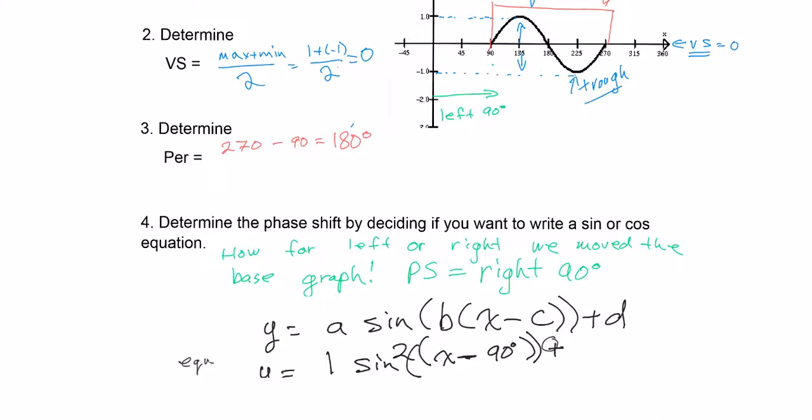So our equation based on the graph is actually 1 sine bracket 2 bracket x minus 90 degrees bracket plus 0. And this graph that we have here is represented accurately by all our calculations that we just did.